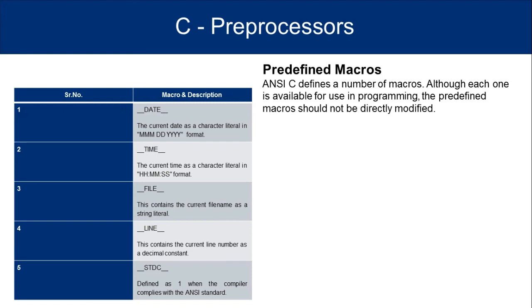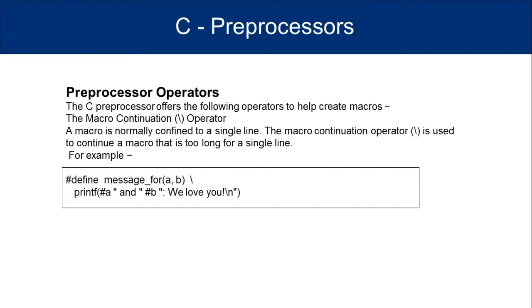Predefined macros. ANSI defines a number of macros. Although each one is available for use in programming, the predefined macros should not be directly modified. This is a list of predefined macros. Preprocessor operators. The C preprocessor offers the following operators to help create macros.